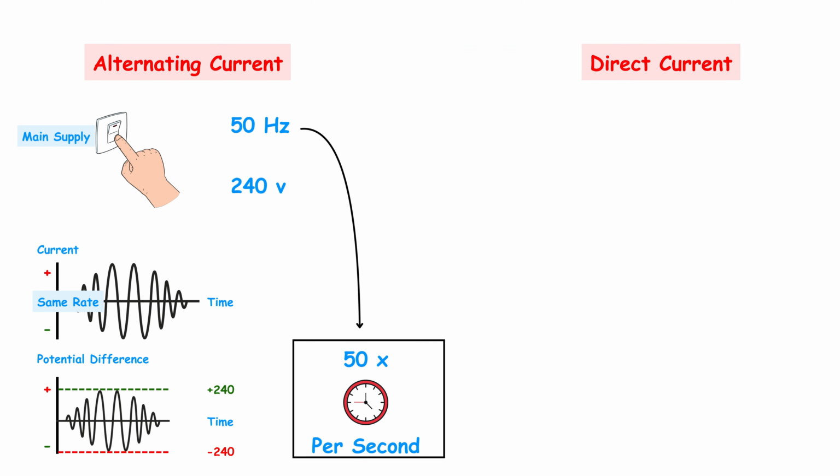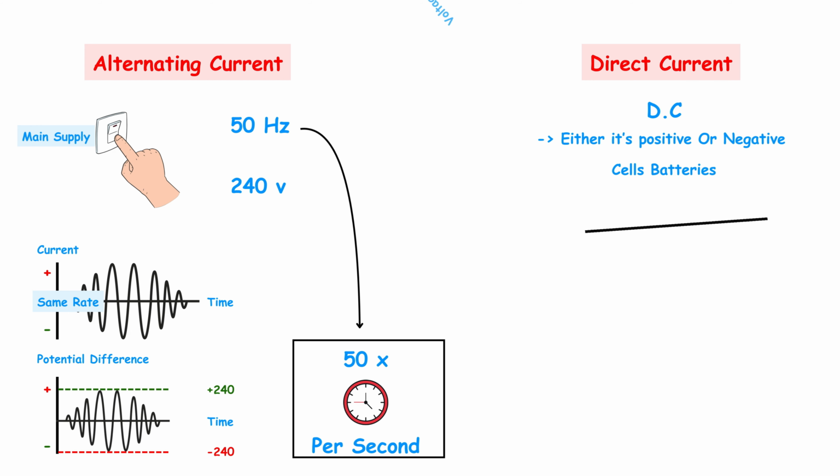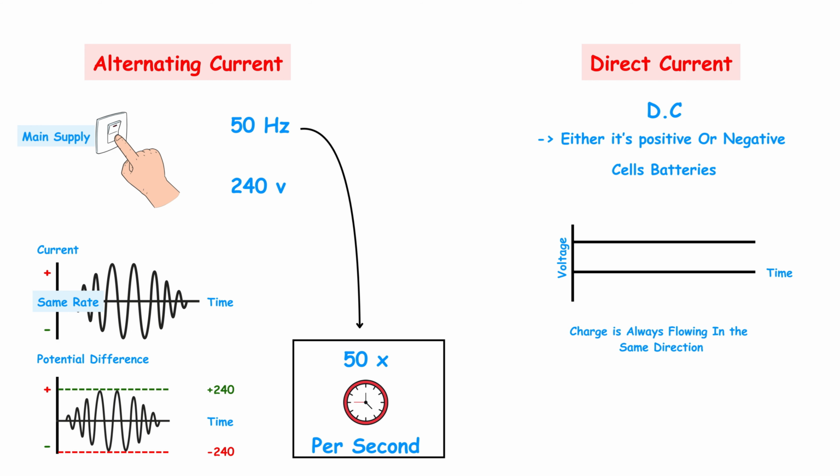Now, direct current works differently. It's produced by a direct potential difference that remains either entirely positive or entirely negative. As a result, the electric charge flows in just one direction, constantly, without reversing. This is the type of current you get from things like batteries and cells, whether it's the AA battery in a remote or the rechargeable battery in your smartphone or calculator.